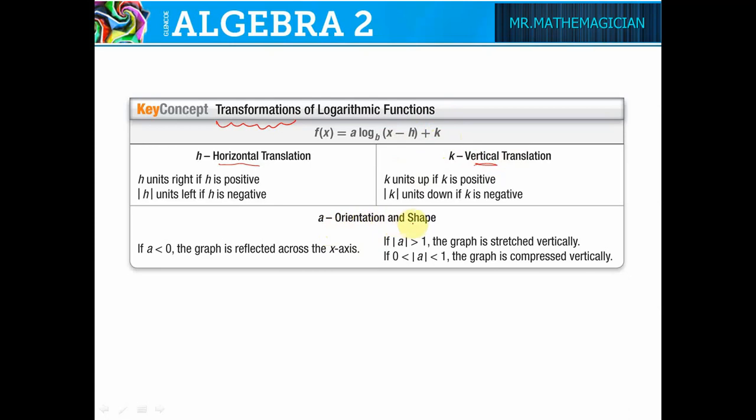a controls the orientation and shape. If a is smaller than 0, this is a reflection across the x-axis. If the absolute value of a is greater than 1, it's a vertical stretch. If it's between 0 and 1, it's a vertical compression.